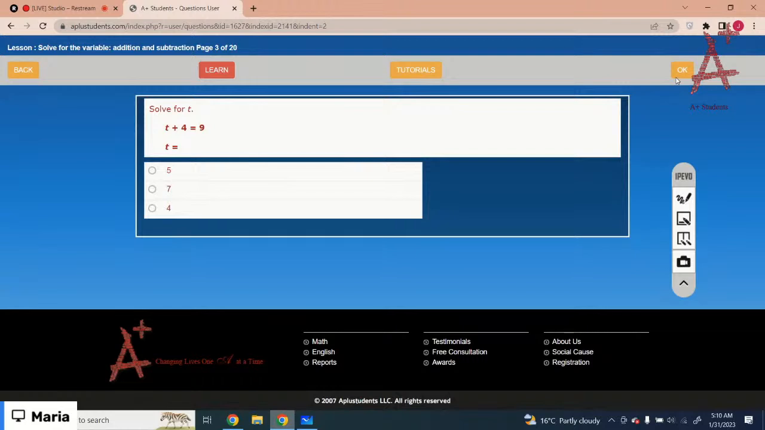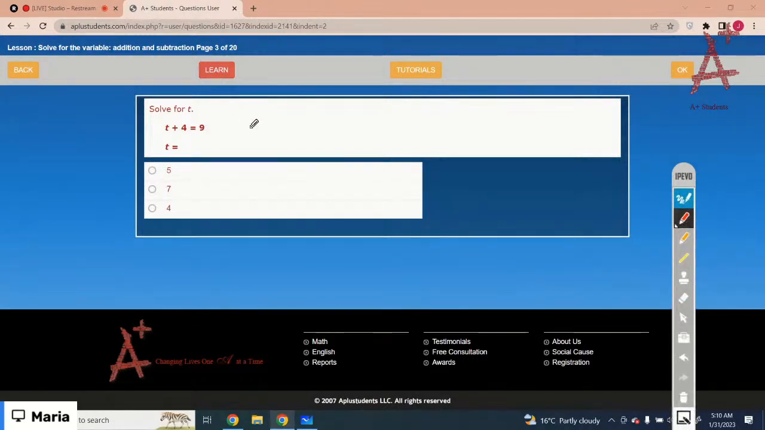Okay, now just look at this equation, t plus 4 equals 9. First you have to isolate t. You have to move that positive 4 to the other side. We know that opposite to addition is subtraction. So you have to subtract 4 both sides because it is an equation. You have to do the steps on both sides. So 4 minus 4 is 0 at this side. You're left with t, and 9 minus 4 equals 5. So the correct option is 5.